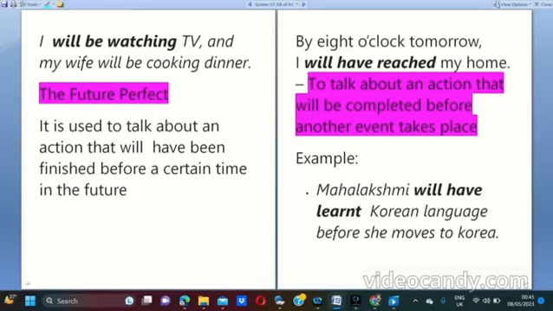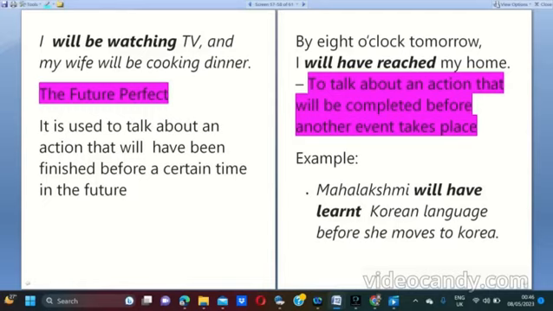Mahalakshmi will have learned Korean language before she moves to Korea. Which is the earlier action? "Will have learned Korean language" is the earlier action. "She moves to Korea" is the later action. To talk about earlier actions, we use future perfect tense. For later actions, we use simple present. Here, before she moves to Korea, she will have learned Korean language. This will have been finished earlier. Then she moves to Korea.